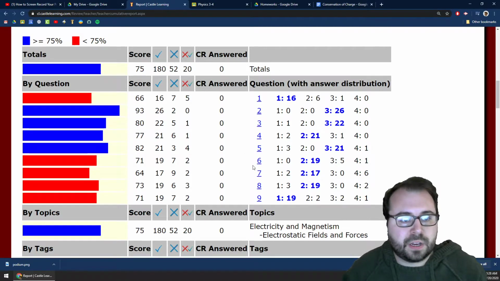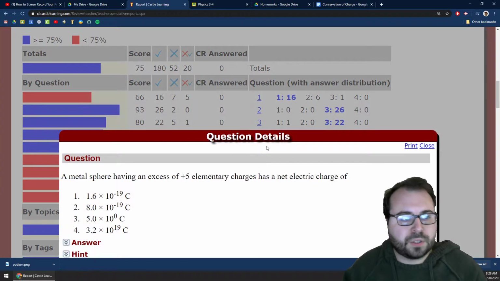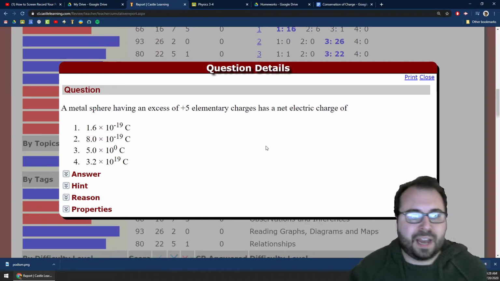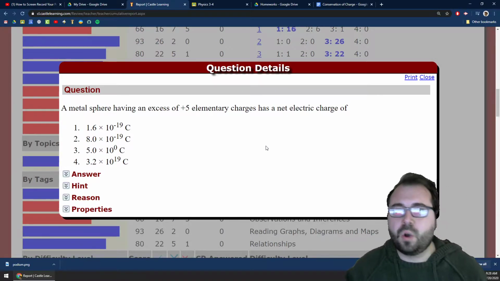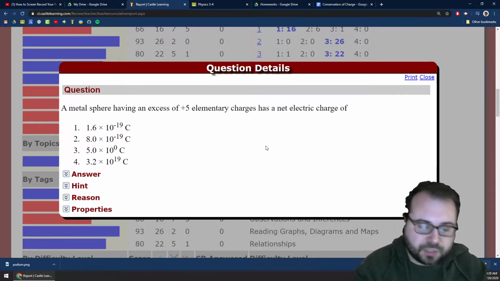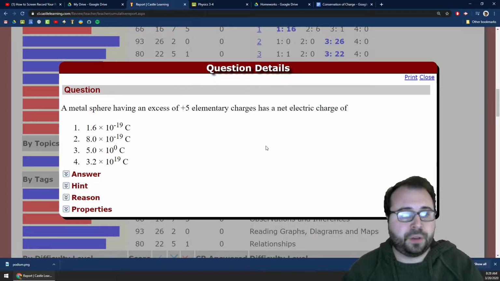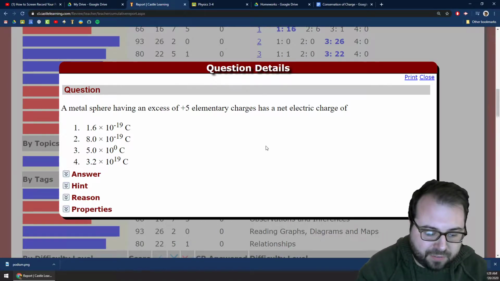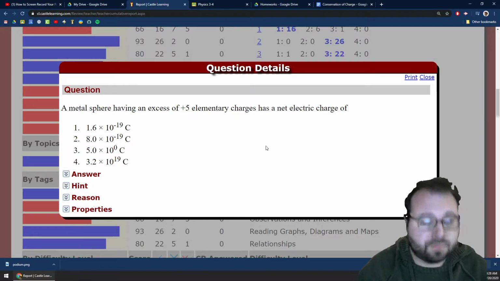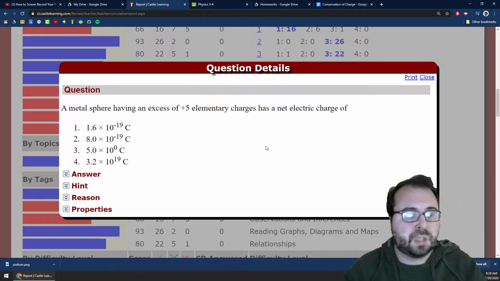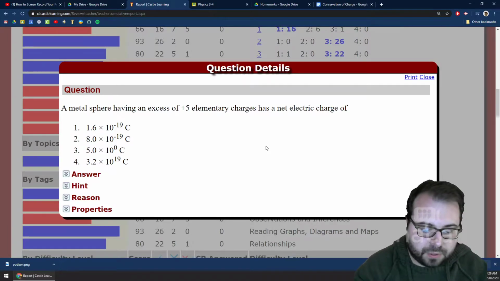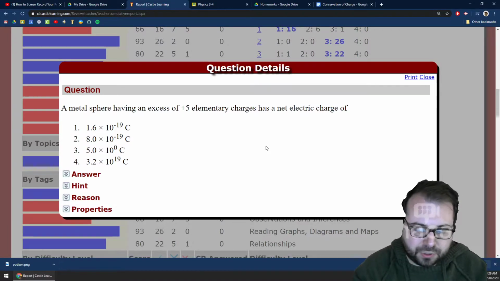So first, let's look at number 6. Number 6 says we have a metal sphere having an excess of 5 elementary charges. What is its charge? So first, what you want to do is start with plus 5e, and then we will convert it to coulombs like we need to for the problem. So we'll do that just like we practiced yesterday. Put e down here, coulombs up here.